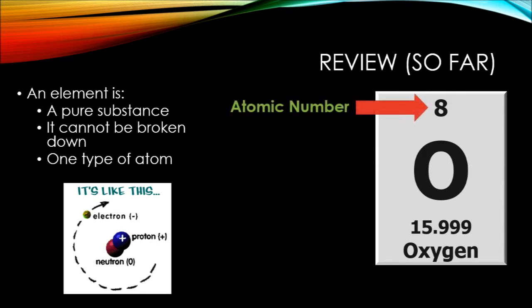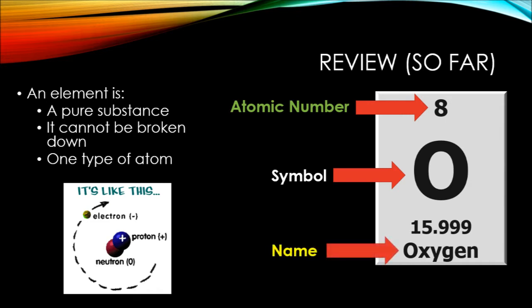As we were studying the different elements in the periodic table, we looked at three main things. The first one was the atomic number, which gives us the number of protons in the atom. The next one is the symbol, which is the main abbreviation that's common for the name of the element. And finally, there's the actual name of the element itself. So in this case, we looked at oxygen that has an atomic number of 8, and its symbol is O.